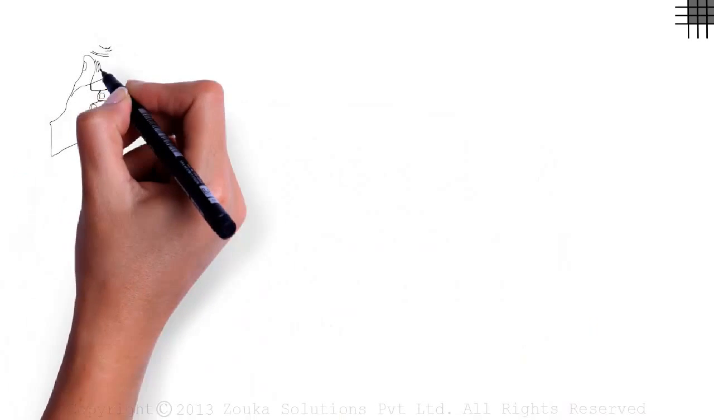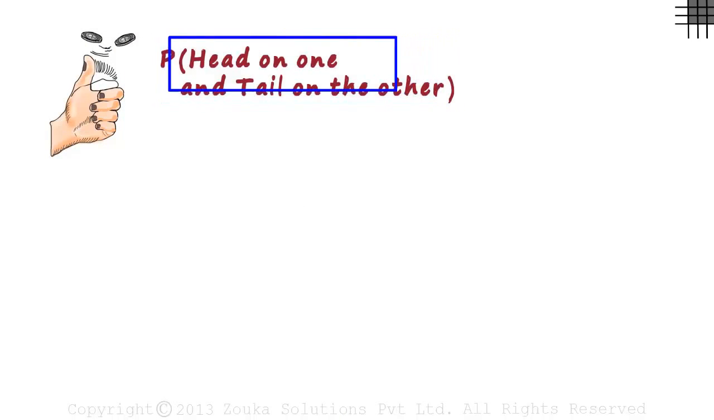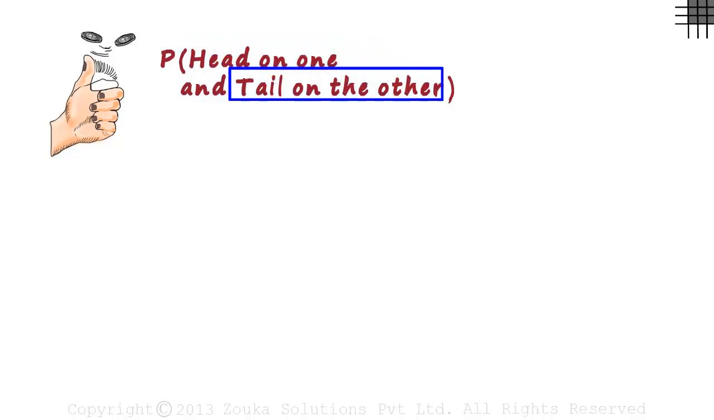Two coins are tossed together. What is the probability of getting head on one and tail on the other? Head on one and tail on the other. Let's recollect what we did in the previous videos.